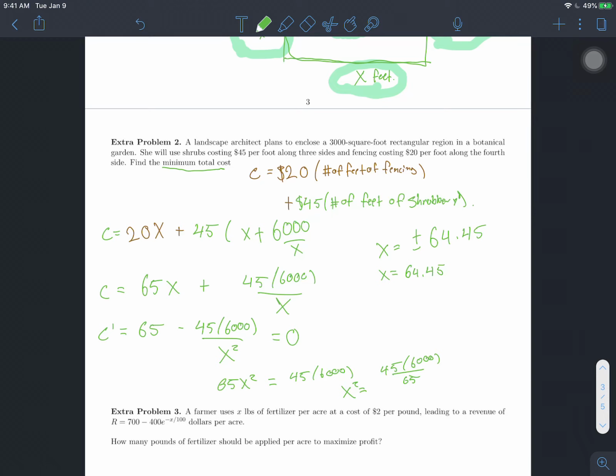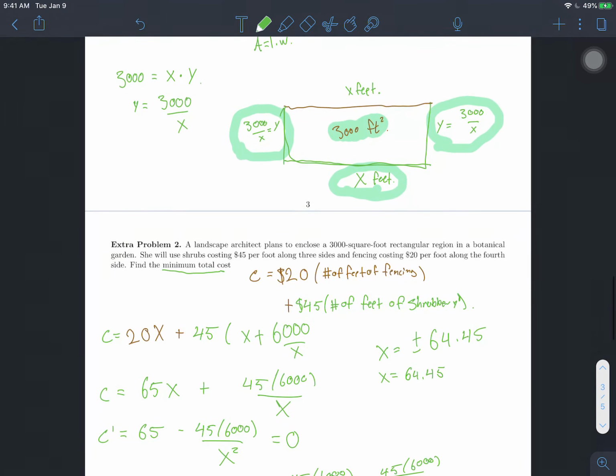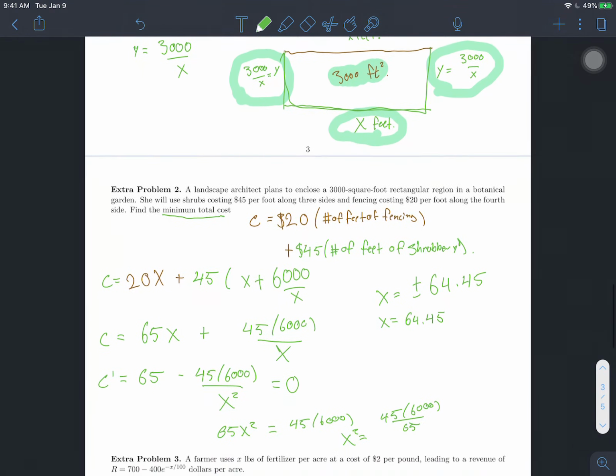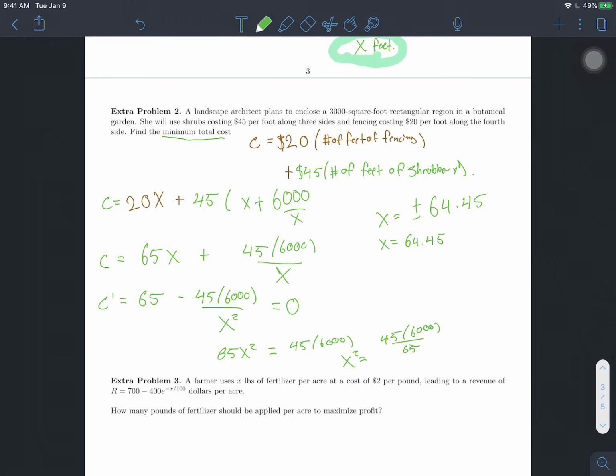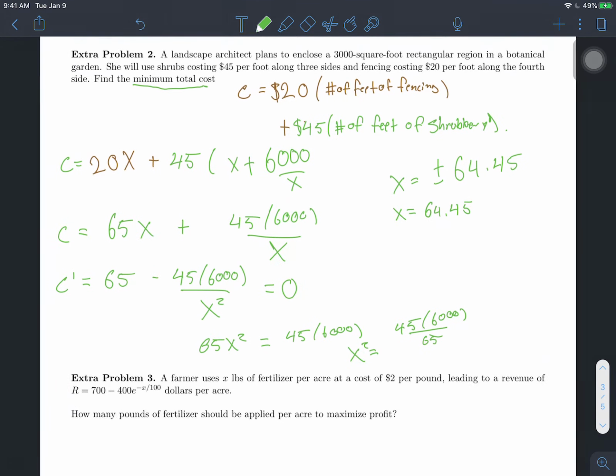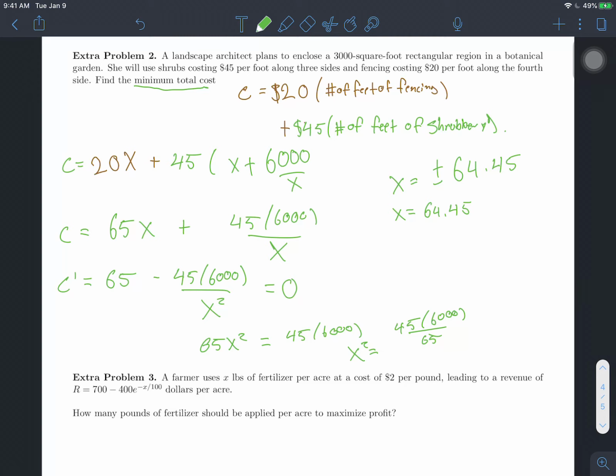Any ideas on how to check? Yeah, Ryan? Plug it into the rectangle and make sure it multiplies to 3,000. Yeah, the way we've set it up, it will definitely satisfy this area requirement. But my point is, I have a critical point of a function, and I'm not quite sure yet if it's a max or a min. How can I check, Dylan? The second derivative test? Yeah, the second derivative test would be one way, or the first derivative test would be the other way. Let's use the second derivative test.